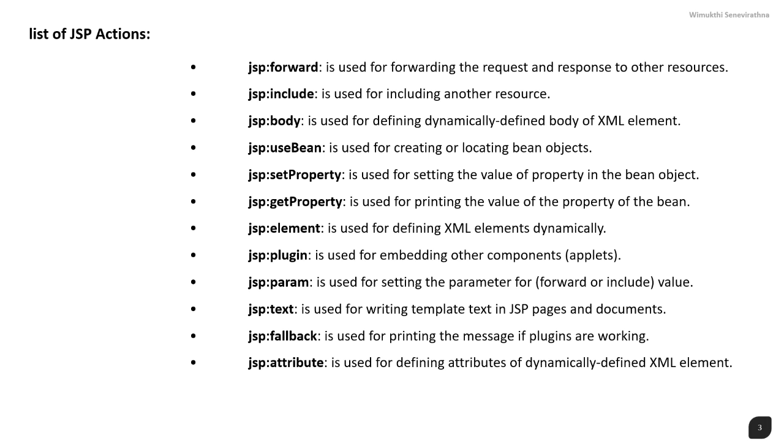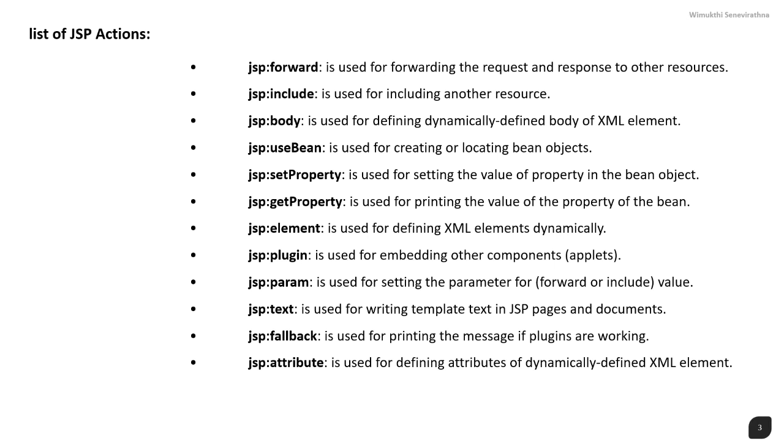List of JSP actions. JSP forward is used for forwarding the request and response to other resources. JSP include is used for including another resource. JSP body is used for dynamically defined body of an XML element. JSP useBean is used for creating or locating a bean object. JSP setProperty is used for setting the value of a property in the bean object. JSP getProperty is used for printing the value of the properties of the bean.